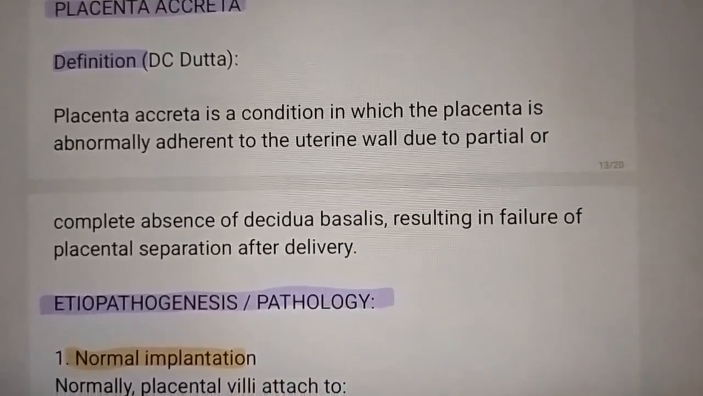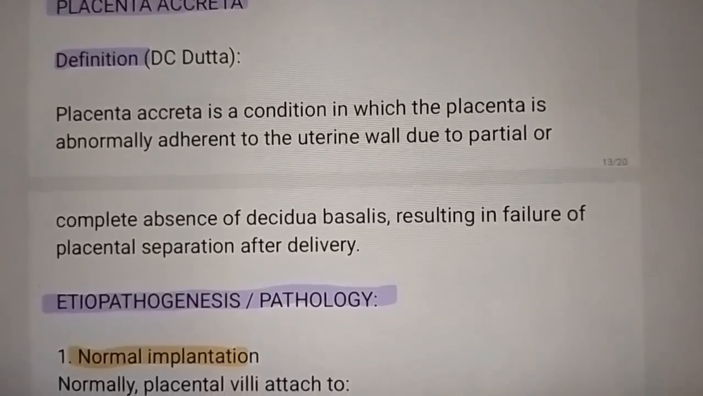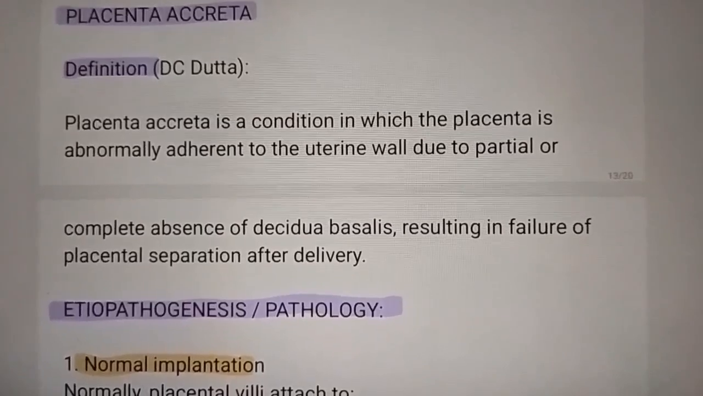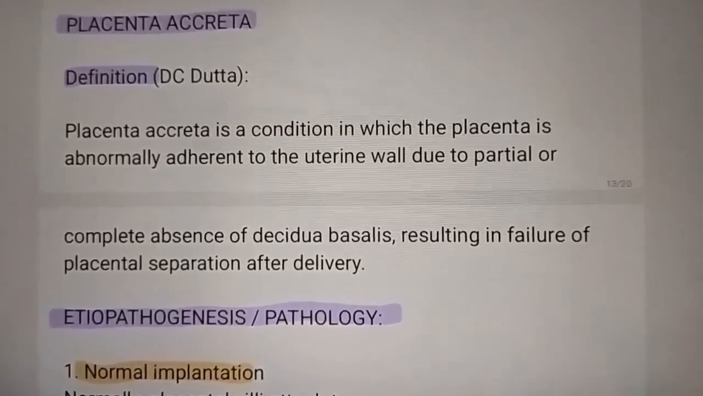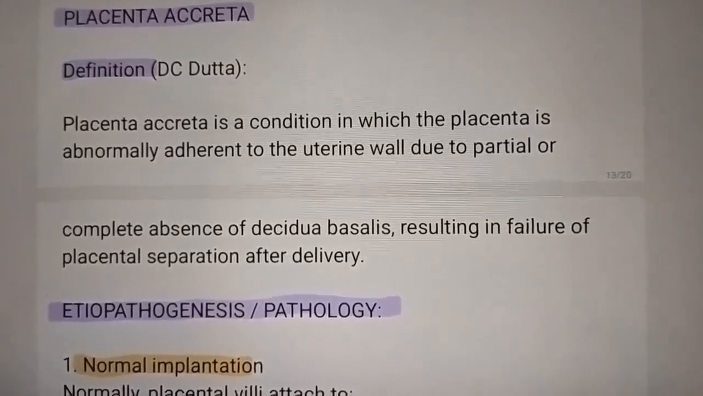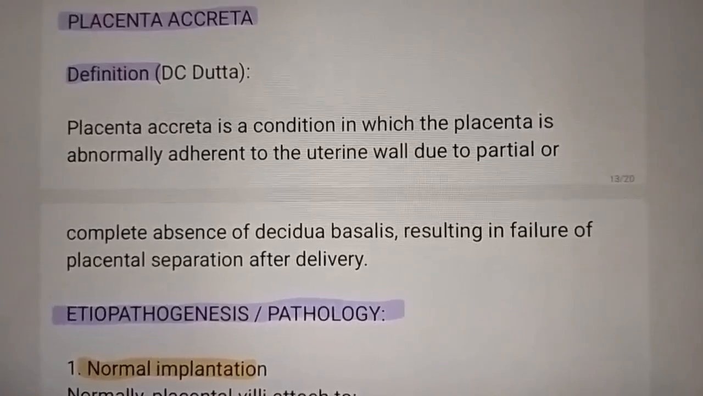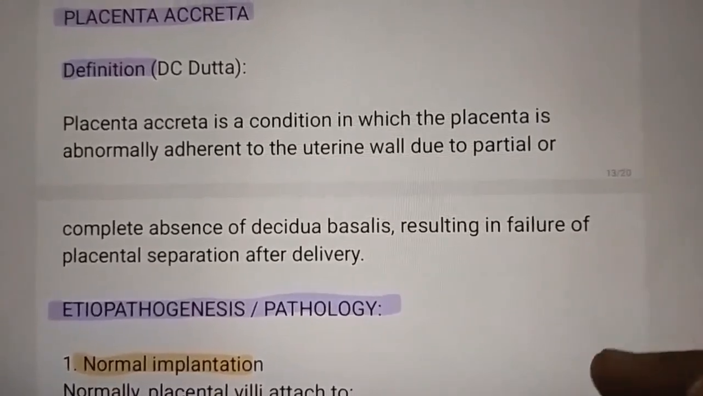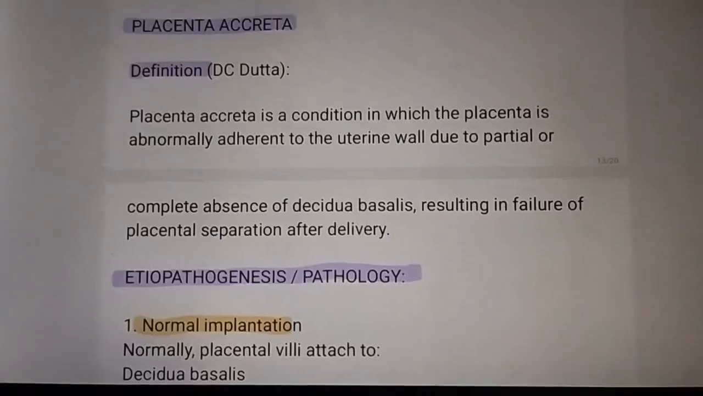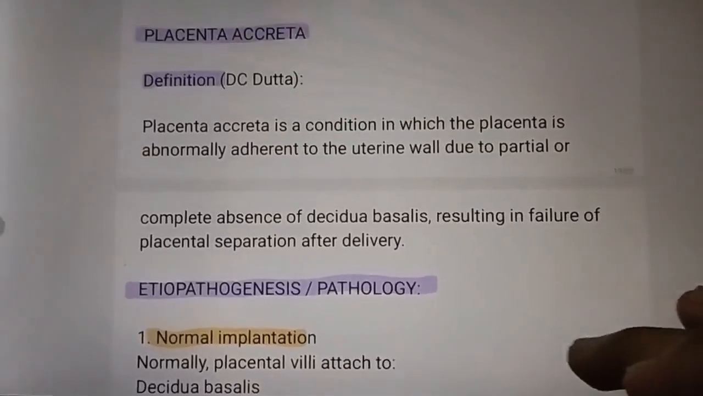So there are basically two main reasons, as you studied in the book: the layers and the decidua basalis. Absence of both of these can lead to placenta accreta, increta and percreta. Now come to its etiology.